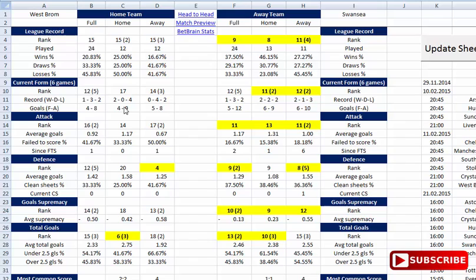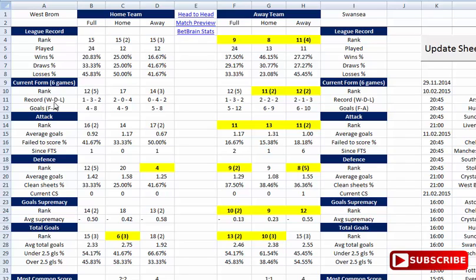Then we're going to have a look at the current form, which is normally over the last 6 games. Occasionally this comes up with an error. You might see 7, but I think I've sorted that out. Okay, so you can see over the last 6 games they would be in 12th place. Okay, but there are 5 other sides, so they could be as high as 12th or they could be as low as 17th. So it's not the best.